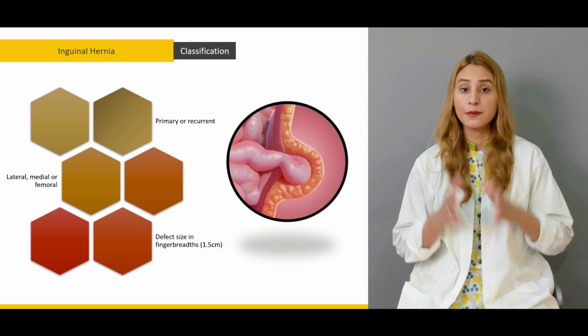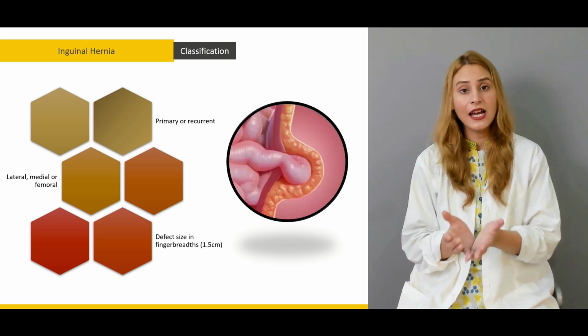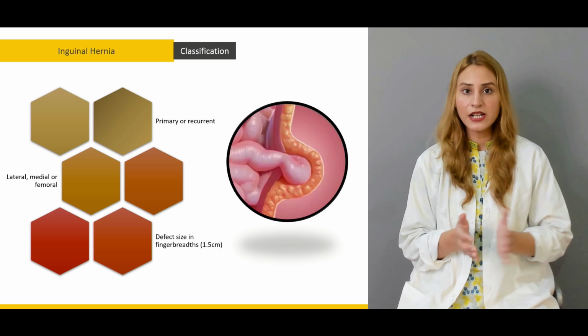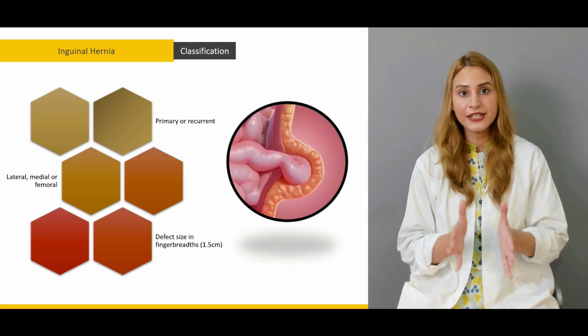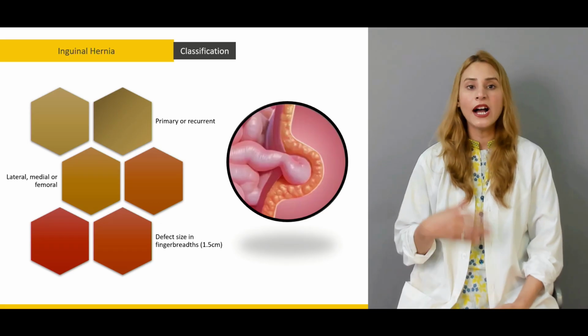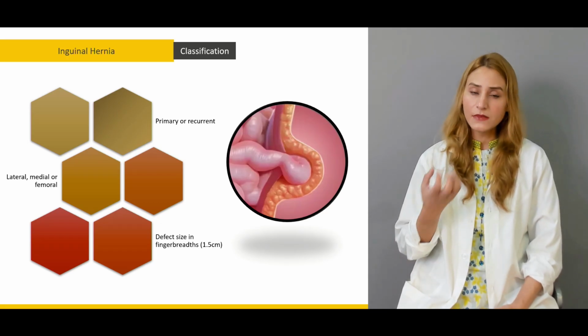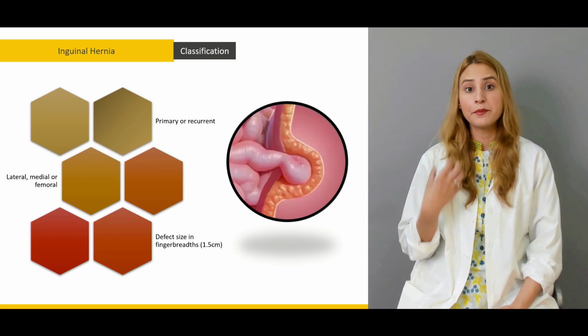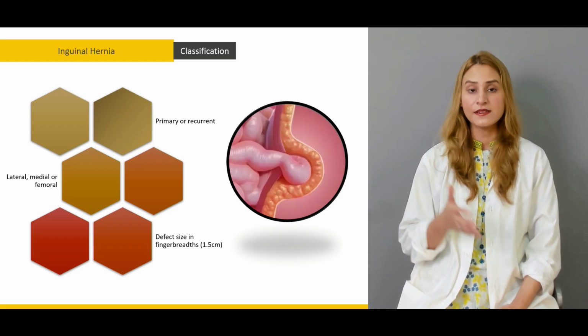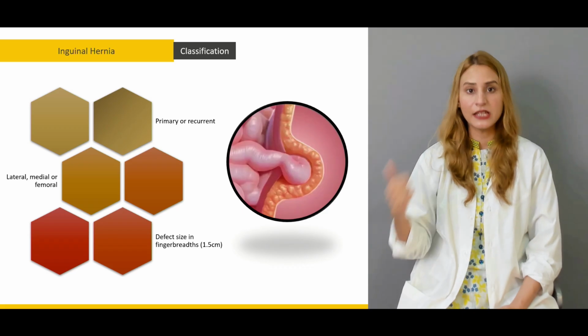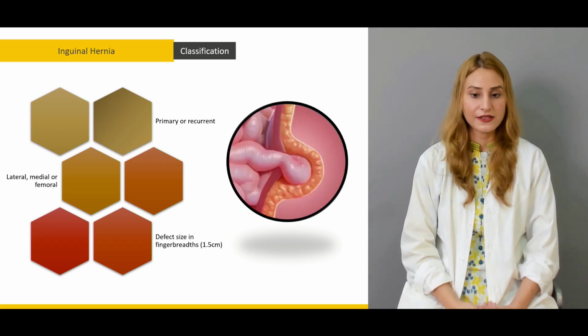Within the inguinal hernias, there are lateral hernias and medial hernias. I already told you that the indirect hernia is a lateral hernia, while the direct hernia is a medial hernia, because it's coming medial to the inferior epigastric vessels, and an indirect hernia is coming lateral to the inferior epigastric vessels, right?